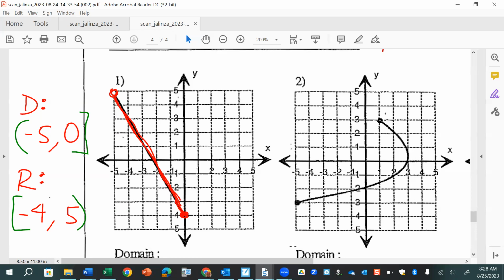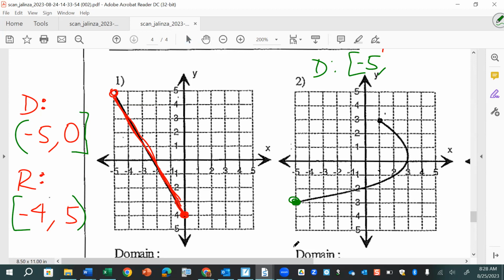All right, good. Play the game. Come on. Domain, what letter? X. So I'm running my pencil through the x-axis. Where did it start to hit? Right away. -5. Closed. So what do I use for closed? Bracket, yo.